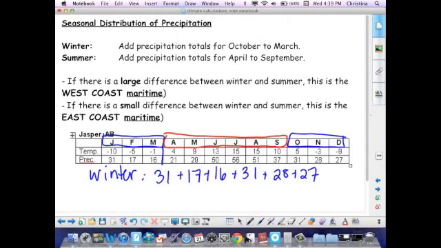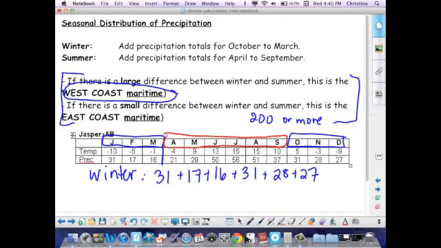Now, if I just go back to the slide here, you're going to notice this section here, and I didn't really talk about that when I was at this slide. A maritime climate would be an area that's near a body of water. If you see a large difference between your answer for winter and summer, and by large I mean 200 millimeters or more, then it's going to be a West Coast maritime area. So something like Victoria, BC, or Vancouver, British Columbia, Queen Charlotte Islands. Those would be a West Coast maritime climate.